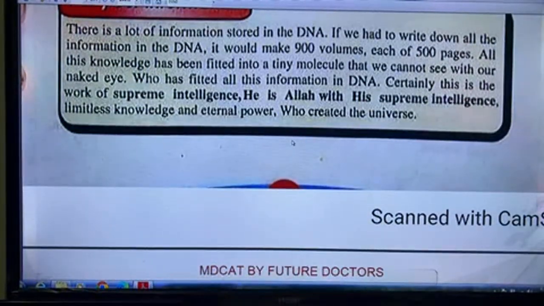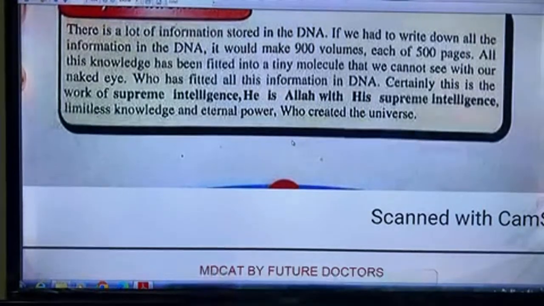There is a lot of information stored in the DNA. If we had to write down all the information in the DNA, it would make 900 volumes, each of 500 pages. All this knowledge has been fitted into a tiny molecule that we cannot see with our naked eye.